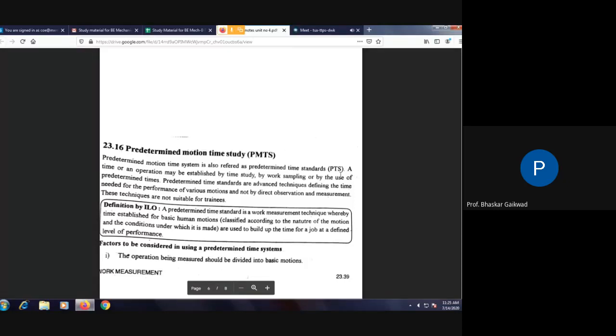Now, the definition by ILO. What is ILO? International Labor Organization. Time standard is a work measurement technique whereby times established for basic human motions, classified according to the nature of the motions and the conditions under which they are made, are used to build up the time for a job at a definite level of performance. So this is the definition of PMTS.